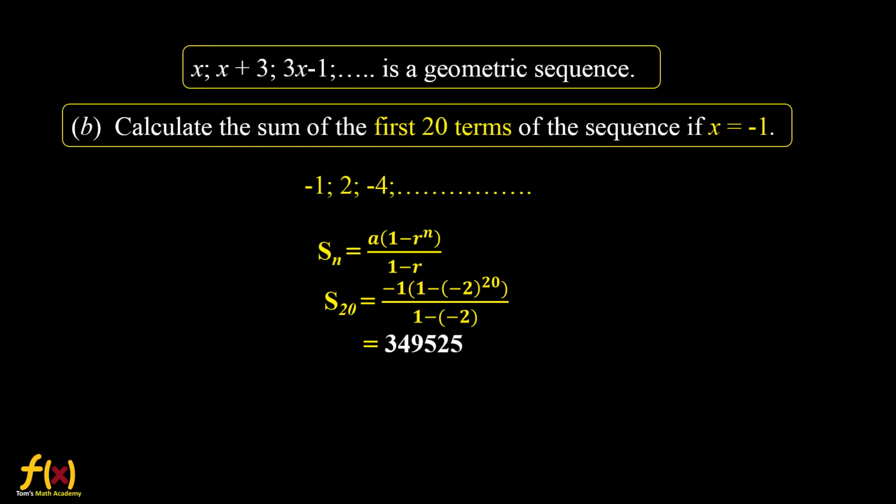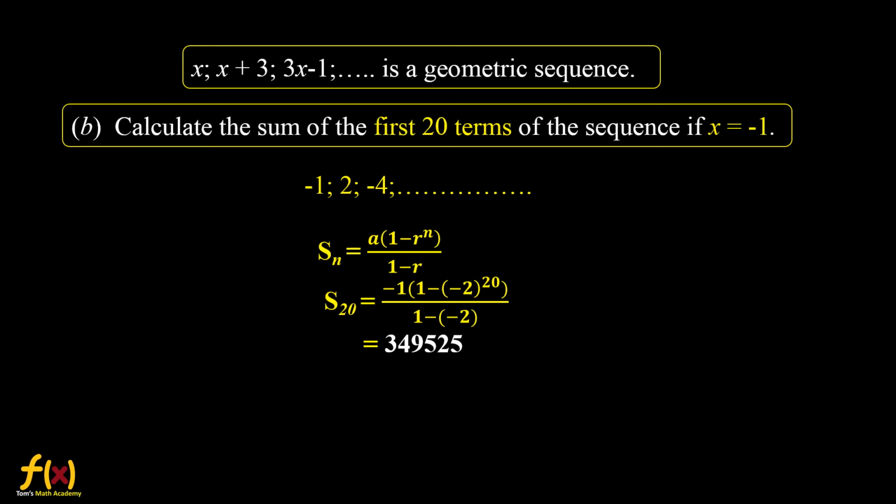Here the common ratio is 2 divided by minus 1, which is minus 2, less than 1. Minus 2 is less than 1. So we prefer the second option, that is Sn equal to a times 1 minus r to the power n divided by 1 minus r. Substitute into the formula and just use the calculator. We get the number 349,525. Simple question.